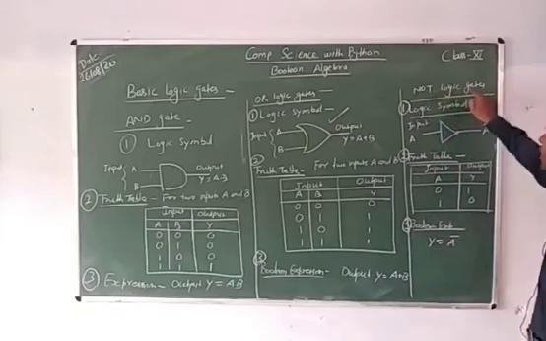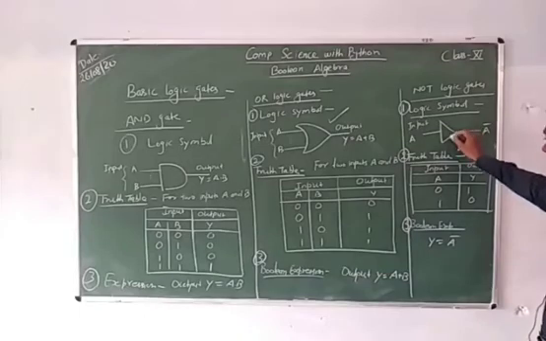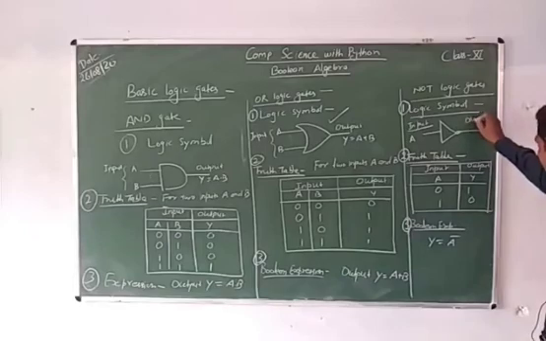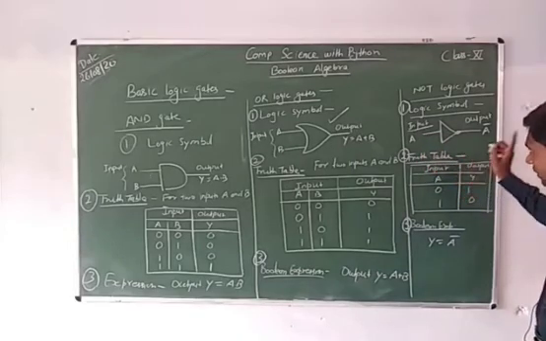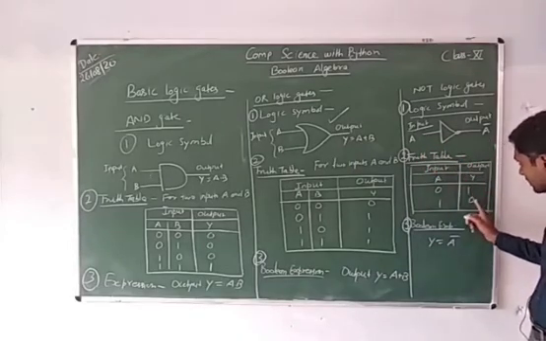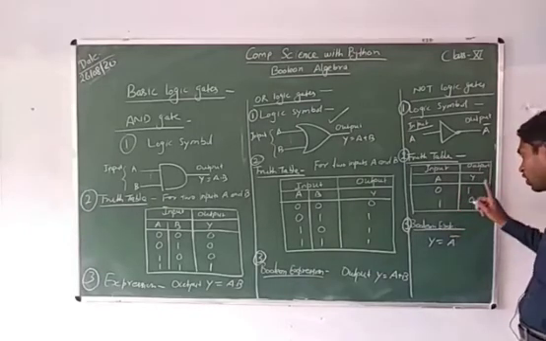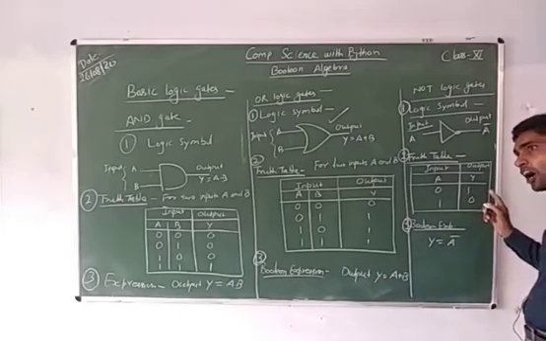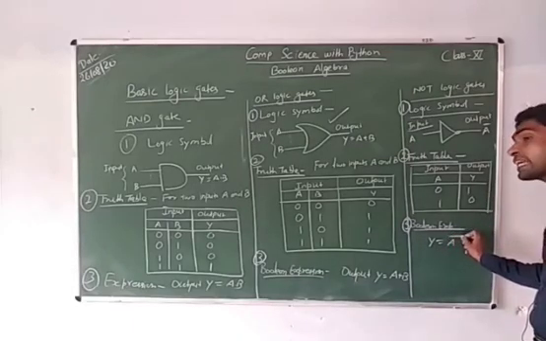Now let us see the NOT logic gate. The symbol of NOT logic gate is like this, a triangle and a bubble here. This is the input and this is the output. Truth table, I have told you, it has only one input. Truth table will be like this. If input is 0, then output will be 1. If input is 1, then output will be 0. It means it reverses the input value at the output end. Its Boolean expression will be Y is equal to A bar or A complement.